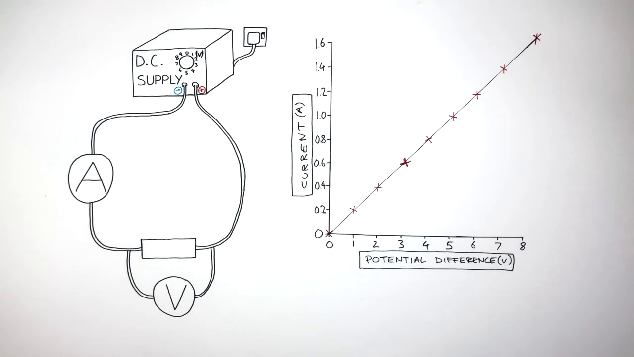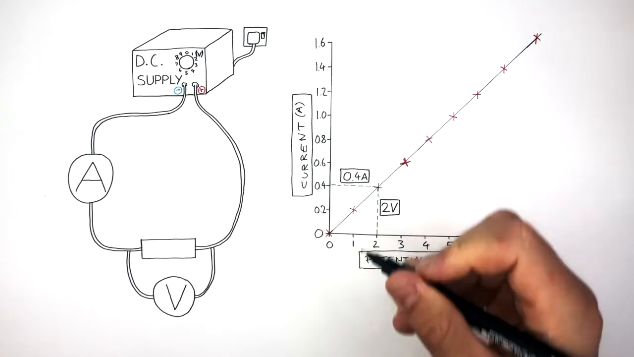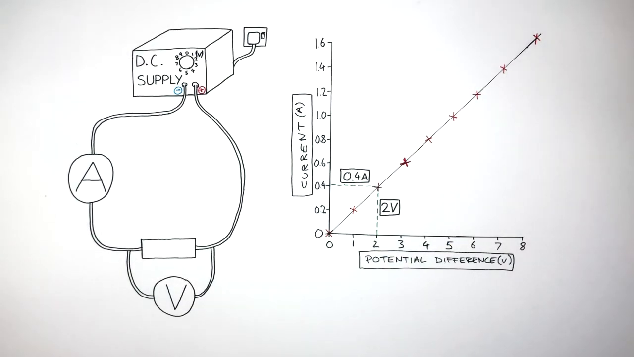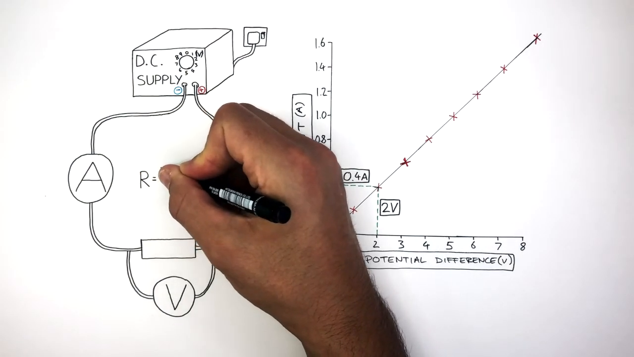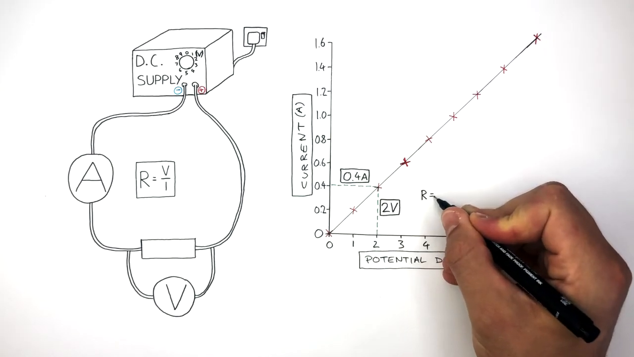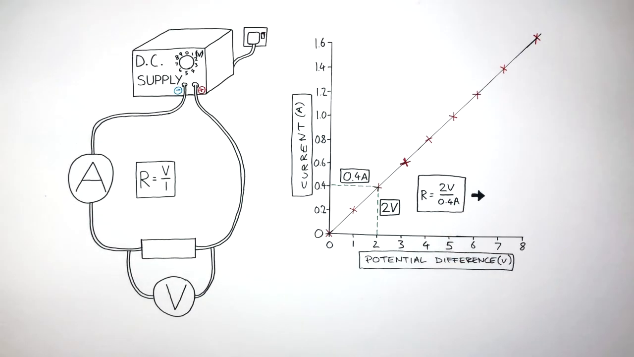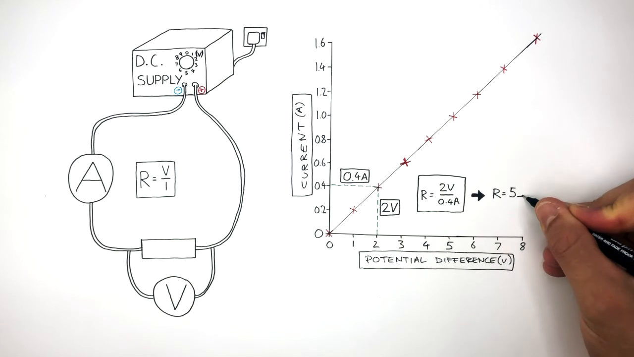So for example, at 2 volts, the ammeter reading was 0.4 amps. And we can calculate the resistance at this point by using the equation R equals V over I. So if we input this data into the equation, R equals 2 volts divided by 0.4 amps, where R equals 5 ohms.